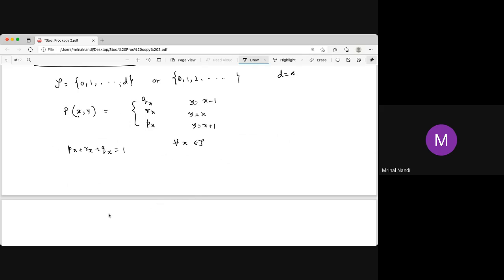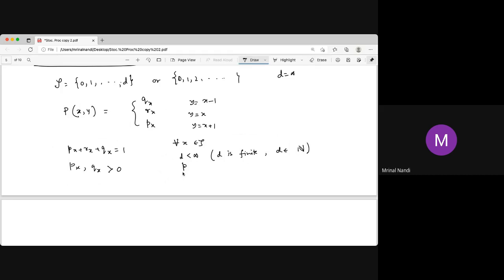Obviously, we assume that px and qx are positive. rx may be 0, but qx and px must be positive. Otherwise, if there is no birth and no death, it is not interesting, and you can't call it a birth and death chain. But if d is finite, that is, d is a natural number, that is the more mathematical way to say it.